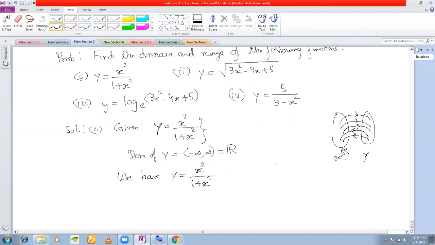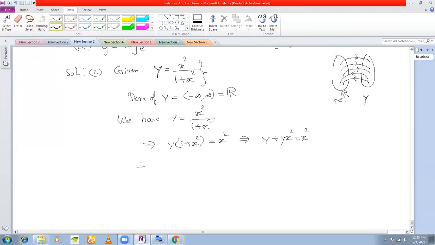So what we will do here is that we will first find x in terms of y. So we'll write y into 1 plus x square is equal to x square. That means y plus yx square is equal to x square.